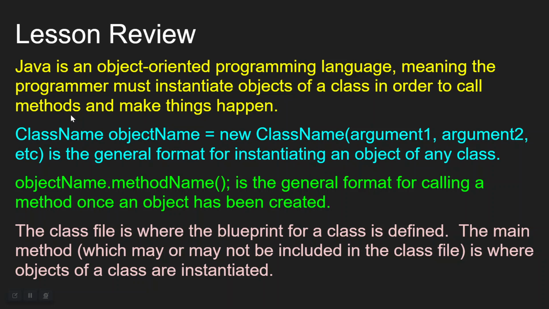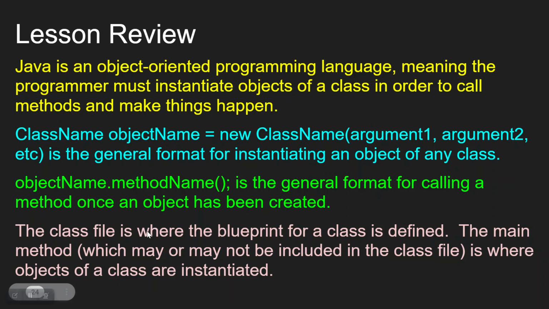When you instantiate an object of a class, you follow syntax, which is the name of the class, then the object name, then the equal sign, the keyword new, then you repeat the class name again, and then in parentheses, you give it your arguments. This is the general format for instantiating the object of any class. Object name dot method name with parentheses followed by a semicolon is the general format for calling a method once an object has been created.